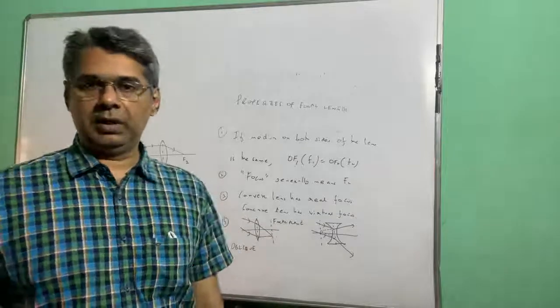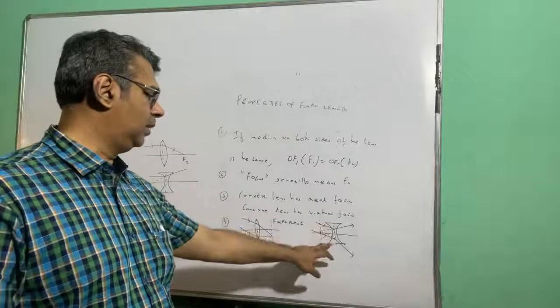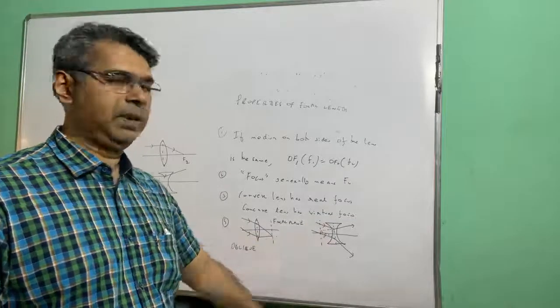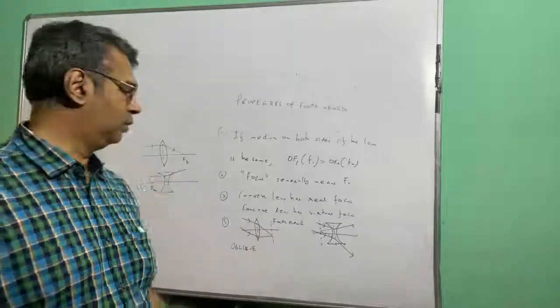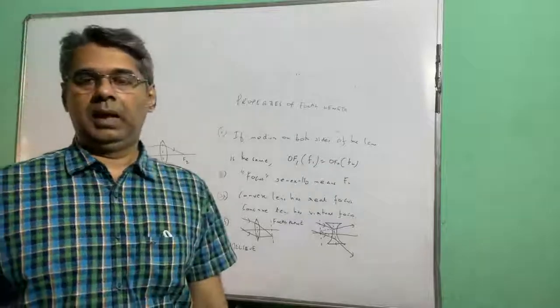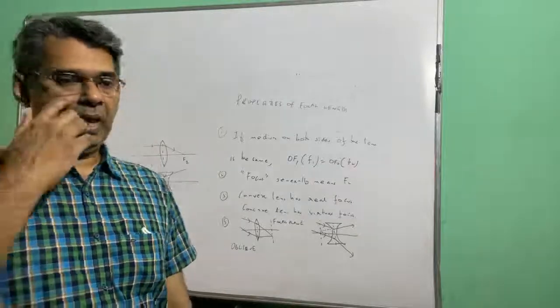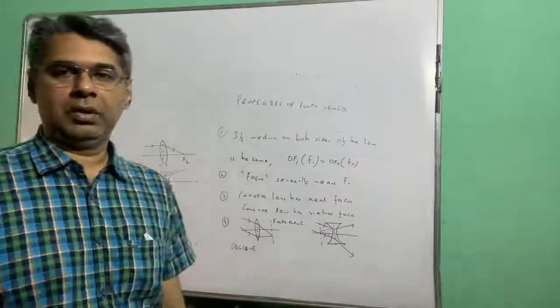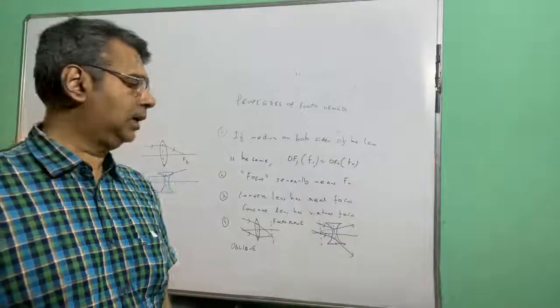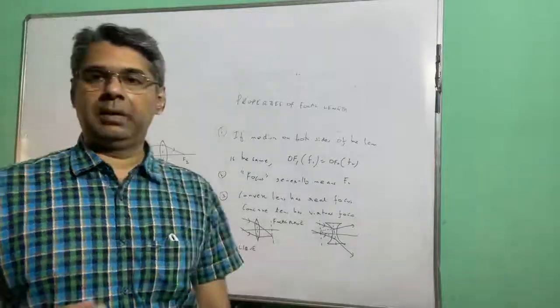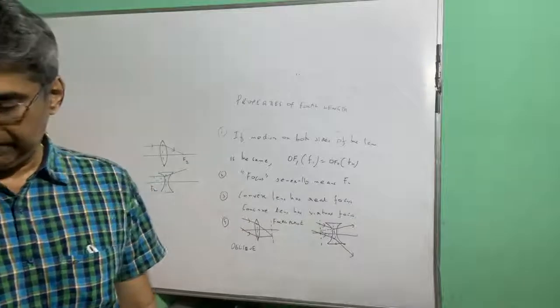So this is the focal plane, and similarly these two oblique rays will appear to be coming out of this plane. This is the focal plane. So focal plane is the plane passing through f2, and in case of oblique rays for convex lens, they actually meet over there, and in case of concave lens, they appear to be coming out of the focal plane.